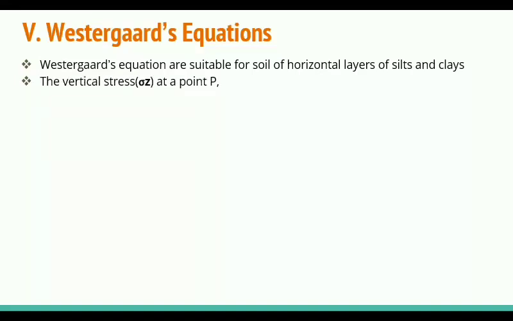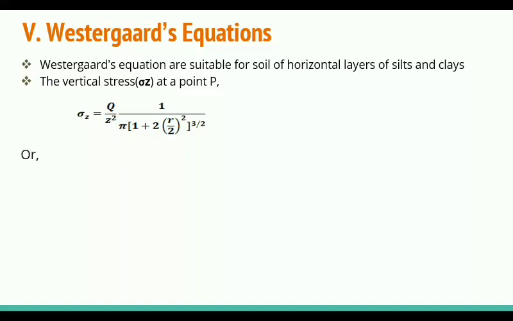So the vertical stress at a point P is given by the Westergaard equation. Sigma z is equal to this value. And one more thing we have to note down, that whatever assumptions we have taken in the Boussinesq equation are the same assumptions we have taken in the Westergaard equation also. So that's why we have not discussed any assumptions, as we already discussed the assumptions in the case of the Boussinesq equation.